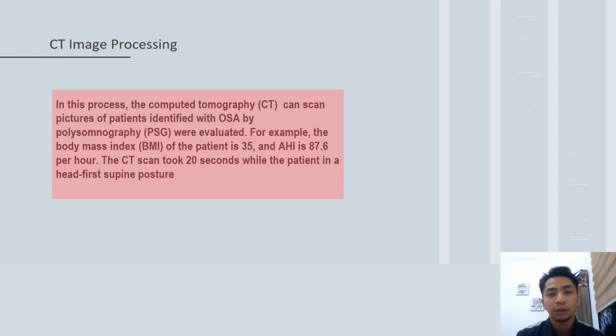Okay, CT image processing. In this process, the computed tomography CT scans pictures of patients with OSA, evaluated by polysomnography. For example, the body mass index BMI of the patient is 35 and AHI is 87.6 per hour. The CT scan took 20 seconds while the patient was in a head-first supine posture.